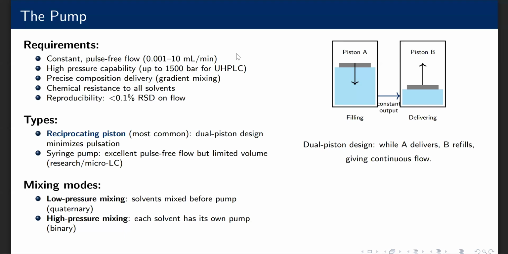There are two approaches to mixing solvents for gradient elution. Low-pressure mixing uses a proportioning valve to blend solvents before a single pump. This is called a quaternary pump because it can handle up to 4 solvents. High-pressure mixing uses 2 separate pumps, one per solvent, that converge after the pumps. This is a binary pump. Binary systems are generally more reproducible for gradients, but do cost more.